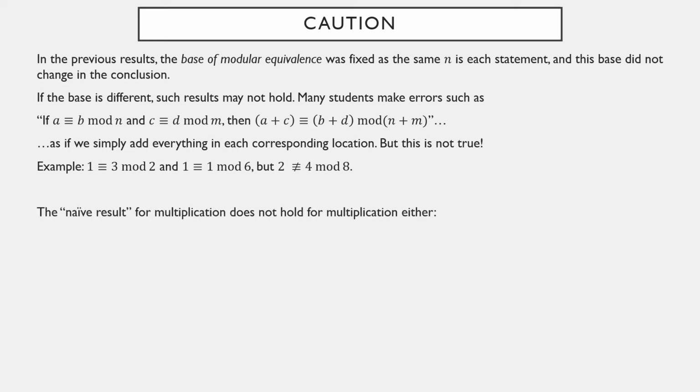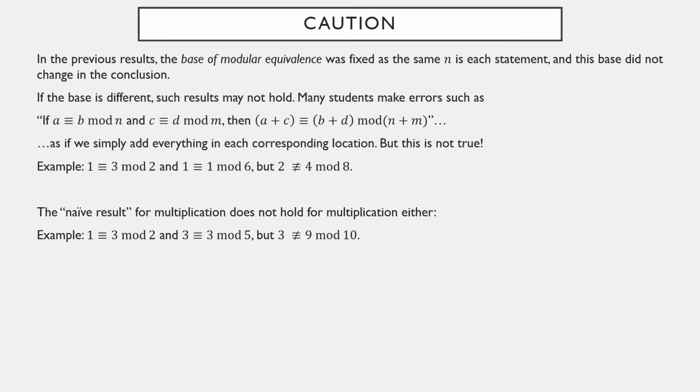The naive result for multiplication also doesn't hold. 1 is equivalent to 3 mod 2, and 3 is equivalent to 3 mod 5, but if I tried to multiply them together, including the bases, 3 is not equivalent to 9 mod 10. So it's important in the theorems we had before that the base of modular equivalence does not change from one line to the next. So when you do have multiple modular equivalences of different bases, you do have to be careful.